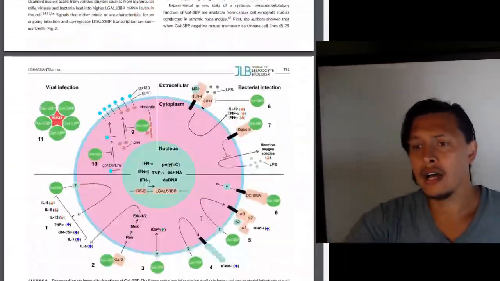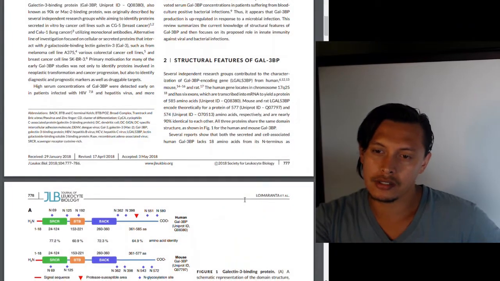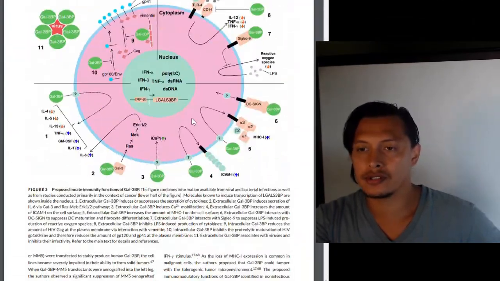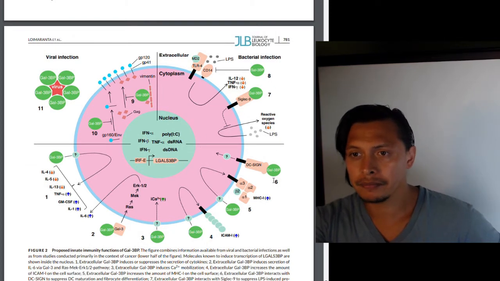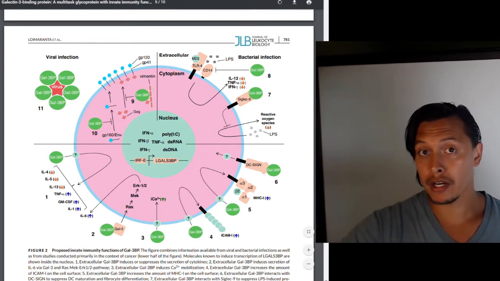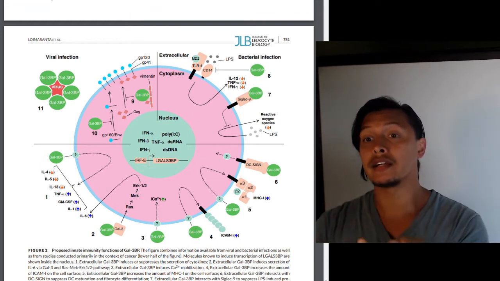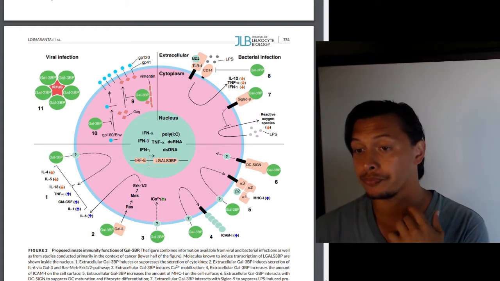So with that, I'm going to go up to this figure. Let's look at the different things that Gal3 binding protein can do. And remember, Gal3 binding protein can actually form rings and dodecamers. So that might be something that is of importance as well.